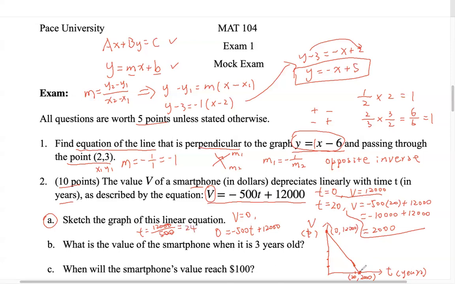So this point here is 24, 0, right? Actually, I got 3 points in this case. You only need 2 points to graph this. Okay, I have to move the page. Let me erase everything.